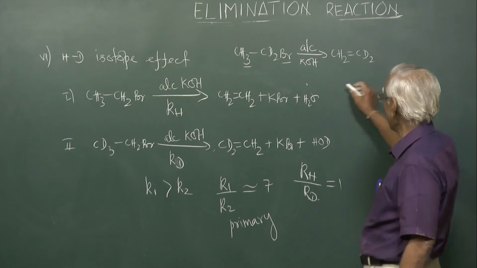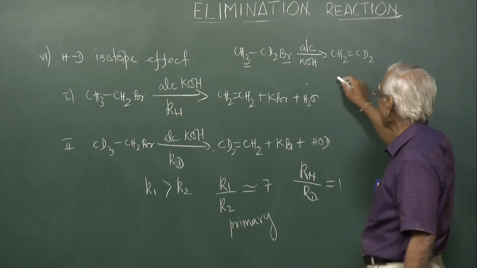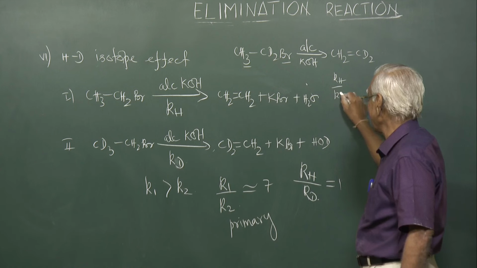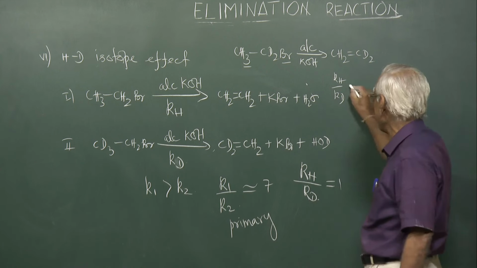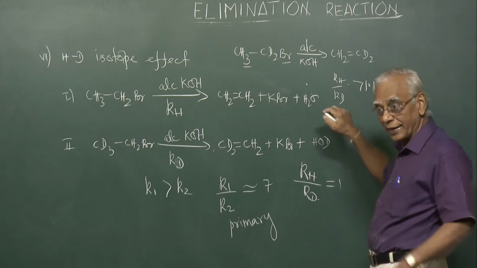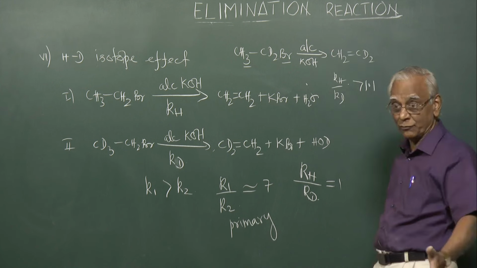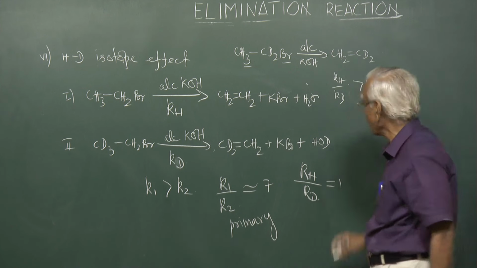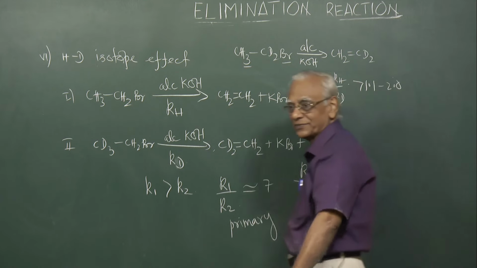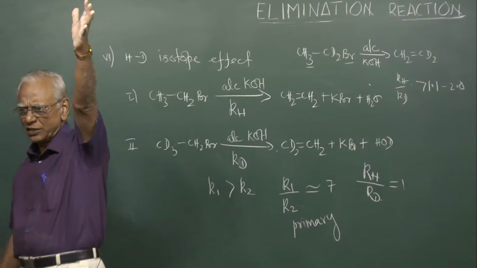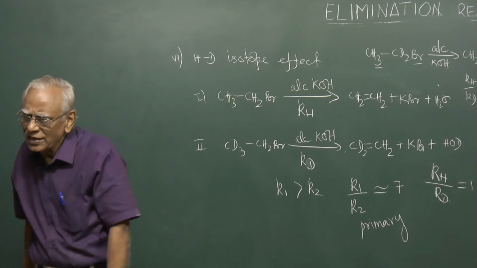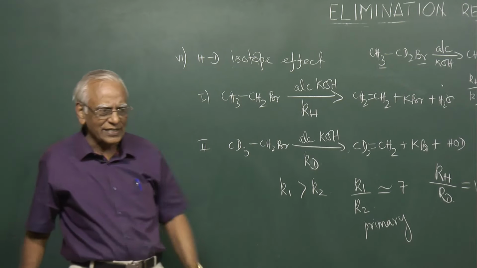Now in this case, what happens? This is going to involve a secondary isotope effect. Kh by Kd is definitely not equal to 1, but definitely greater than 1.1, up to 2.0. Not as good as the 7 here. If it is 7 times faster, it is a primary isotope effect. If it is only 2 times, 1.5 times or 1.3 times faster, it is a secondary isotope effect.